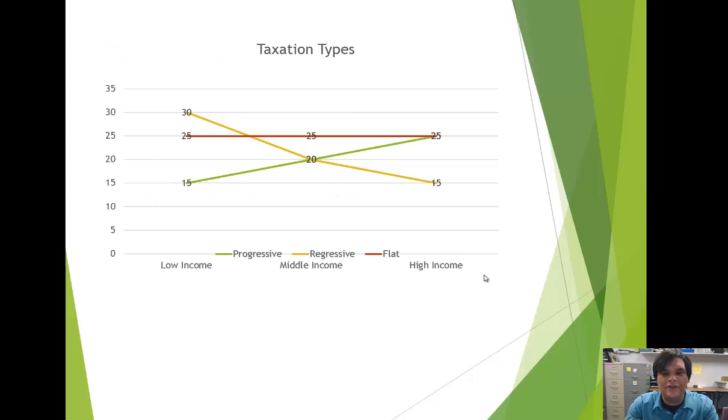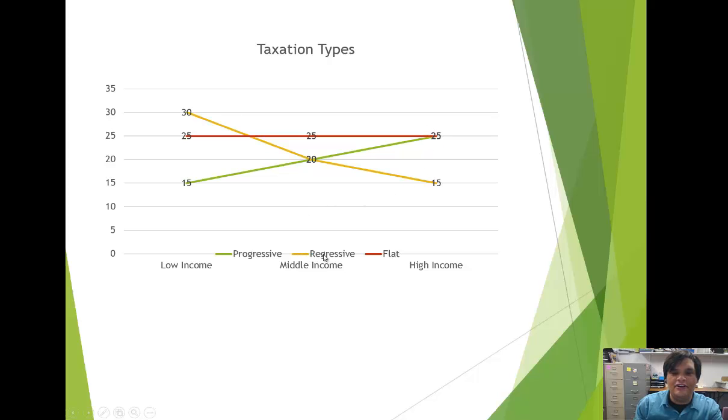I just wanted to give you a quick chart of the taxation types. We have the progressive tax here in the middle. It goes from low income on the left to high income on the right. A progressive tax, once again, the more you make, the more you pay. So that's why this green line comes up. If you're a low income individual, say you pay 15%. If you're a high income individual, you pay 25%.